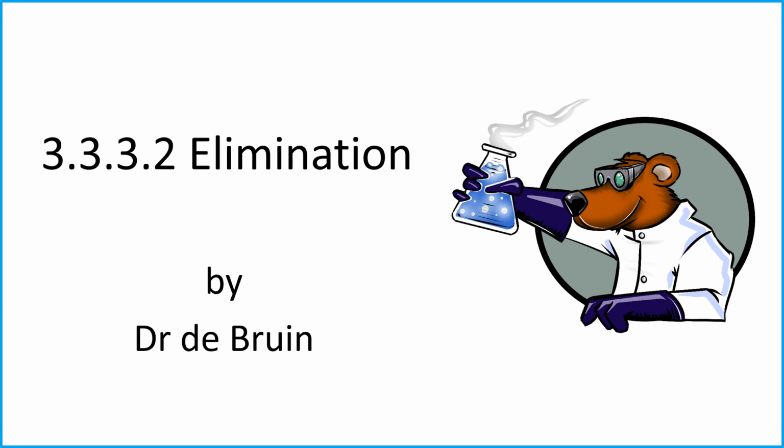This video is the third in a series about halogenoalkanes for the AQA A-level Chemistry. In this video, we're going to look at what elimination is, which reaction conditions will favour it, how we can draw the mechanisms, and also when and how isomeric alkenes are formed.